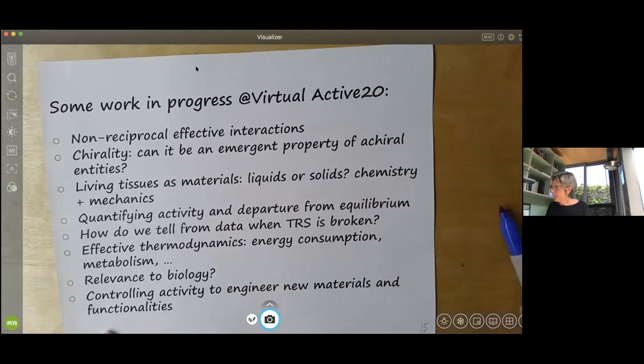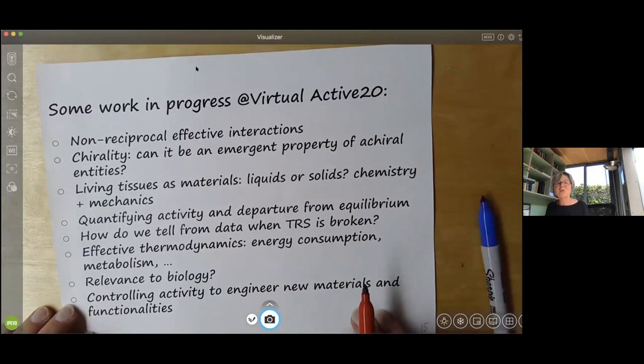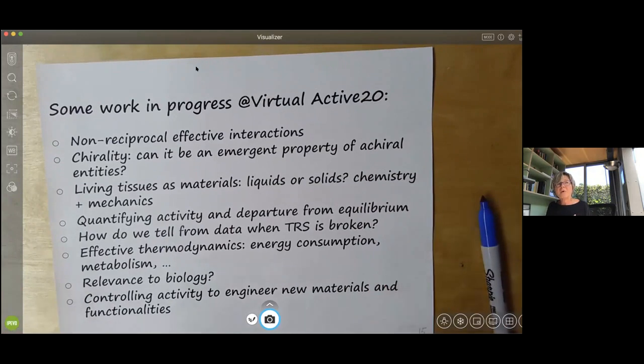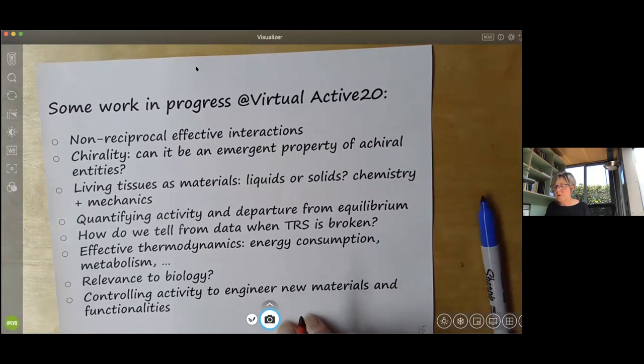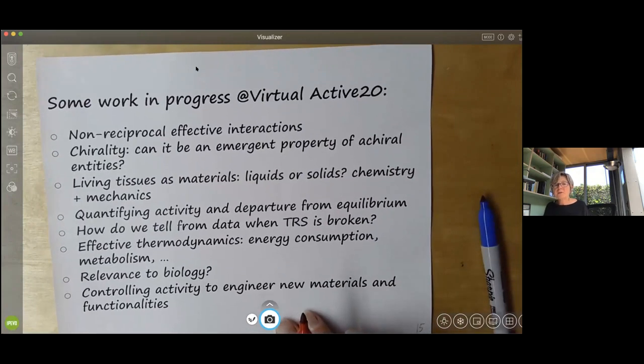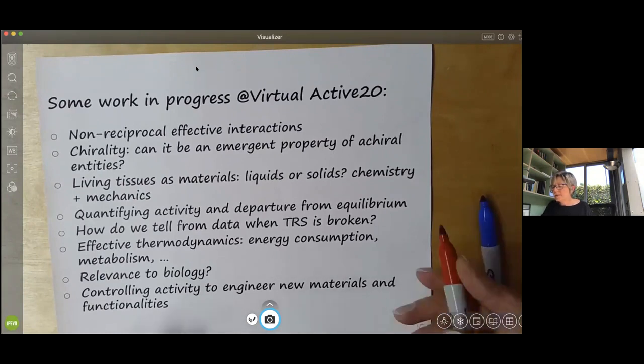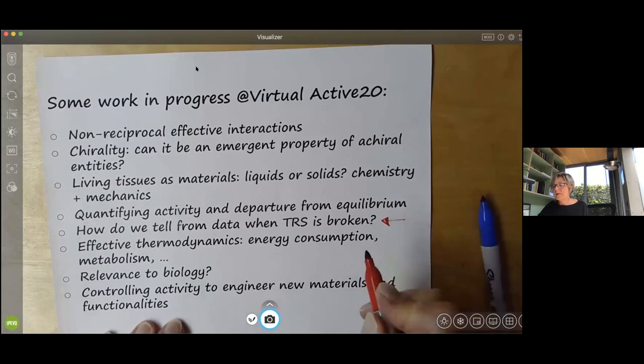Another thing that there's been a lot of activity on is more in the direction of thermodynamics. Remember, I said nothing about thermodynamics, but thermodynamics of active systems is one of the focuses of the program. Some of the questions we're struggling with are: how do we quantify activity, or how far a system is from equilibrium? How can we measure that? Or, related, how can we actually tell when time reversal symmetry is broken from the data?